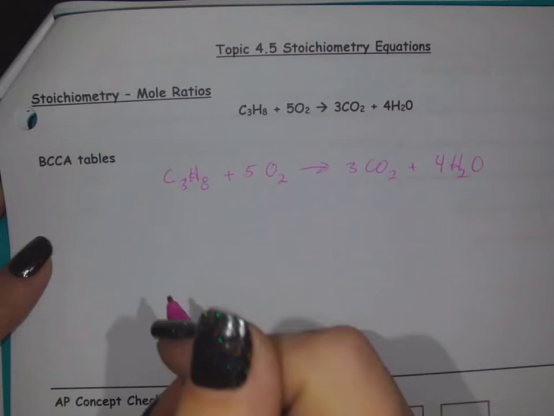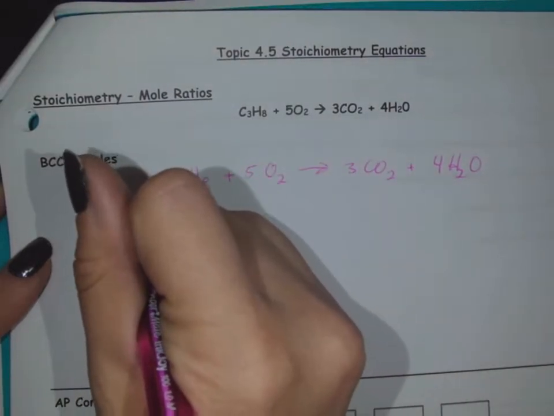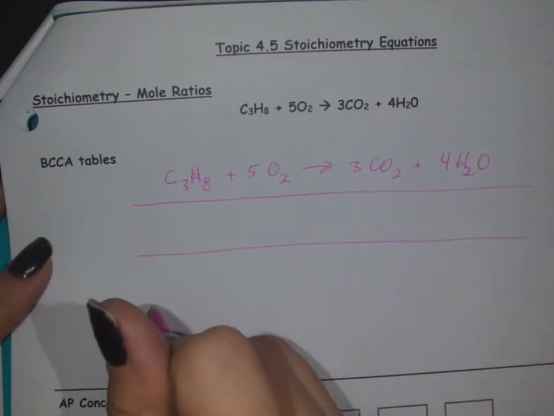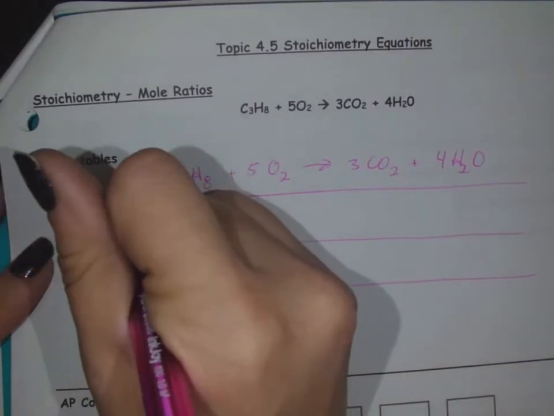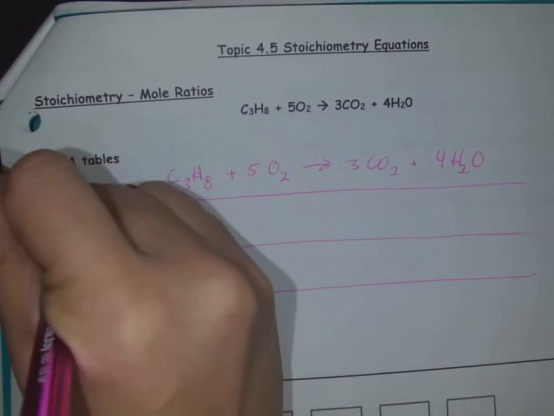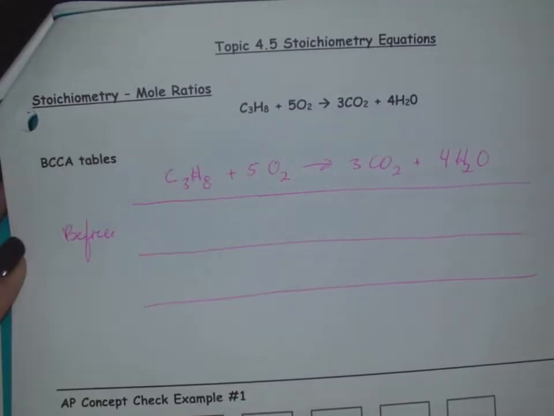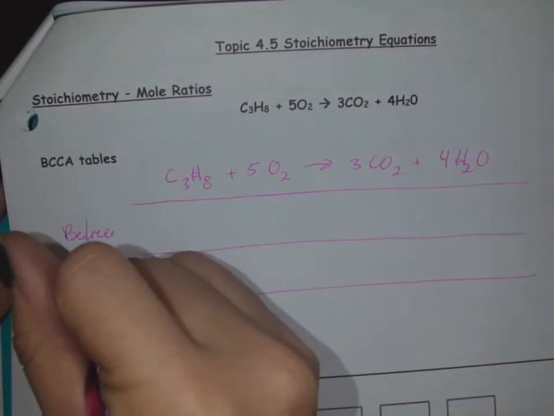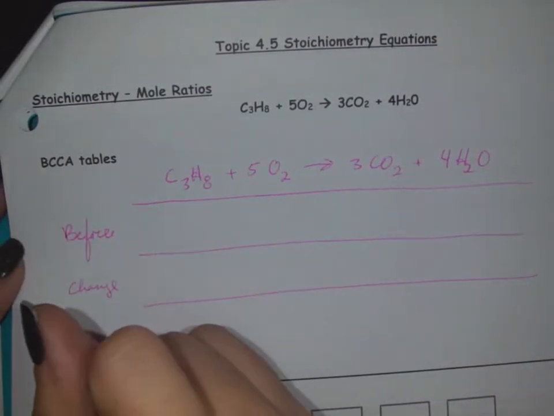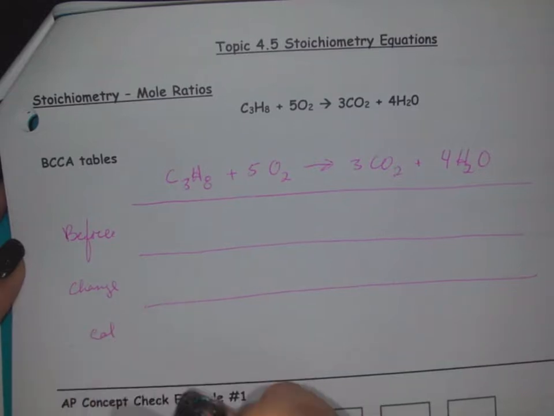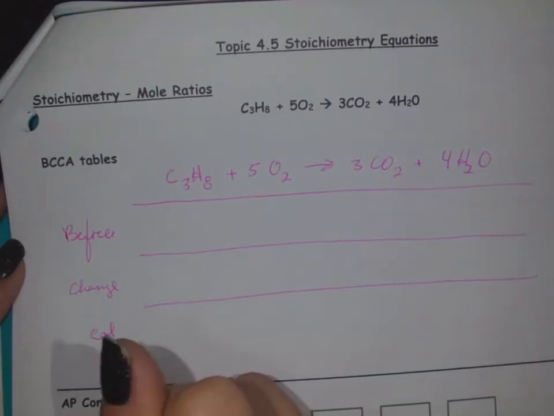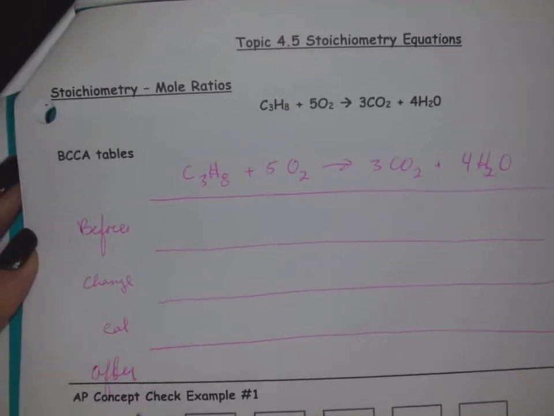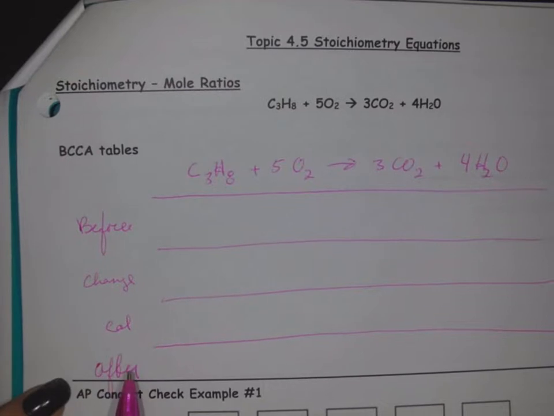We're going to take this balanced chemical equation and put it into this table, where the B stands for before the reaction occurs. The first C means there's going to be a change. The next C is where we're going to calculate. And then we get the after. Before, change, calculate, and then after the reaction.